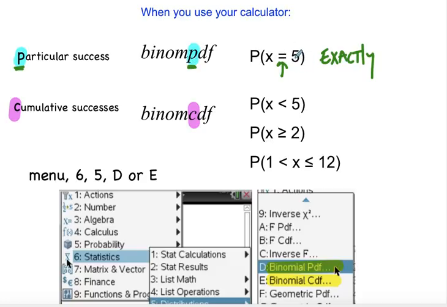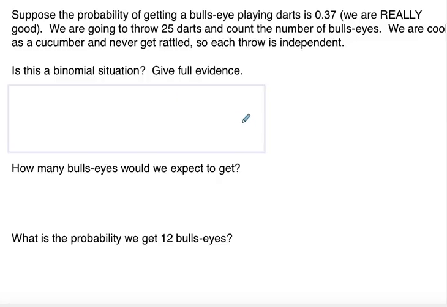So whenever there's an equal sign, you're going to do PDF. That's a particular value. CDF is for a cumulative number of successes, so that would be if you have any kind of inequality. Less than, greater than, in between. Anytime you have an inequality, you're going to be using CDF. PDF is only for an equal sign. Again, here's how you get it in your calculator: Menu 6-5, and then you scroll down to either D or E, depending on the problem. Okay, so let's go through an actual example with some numbers.